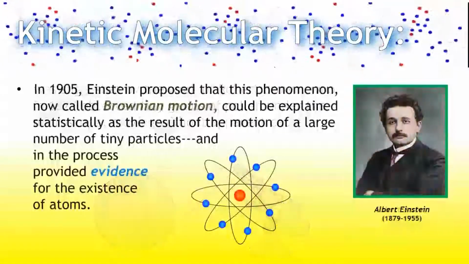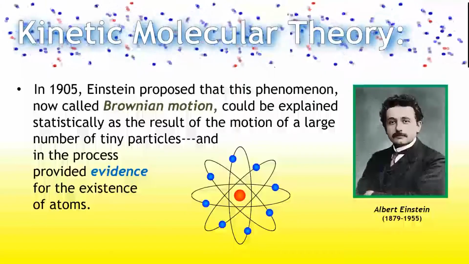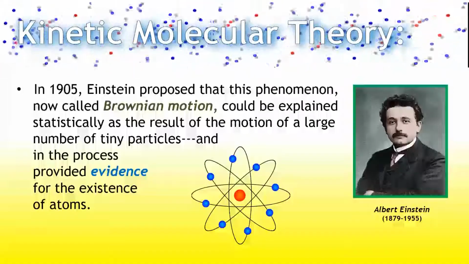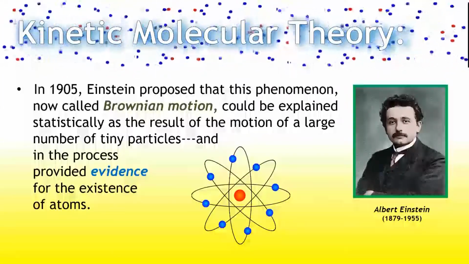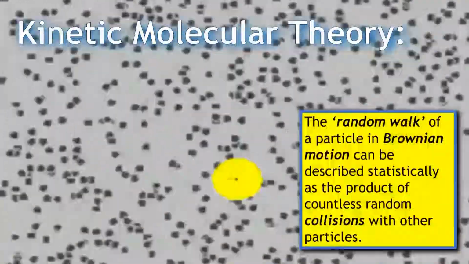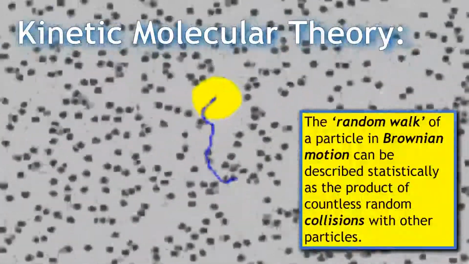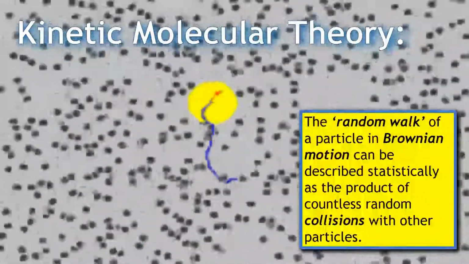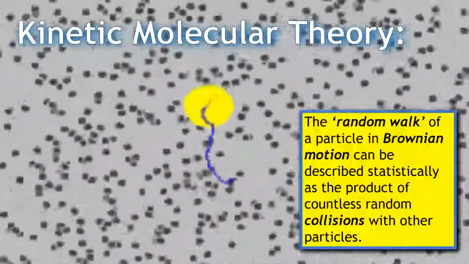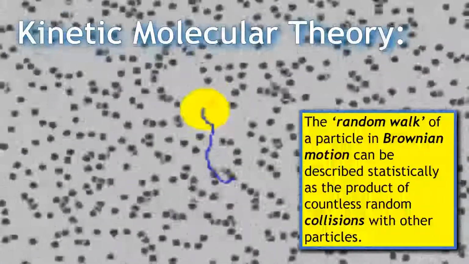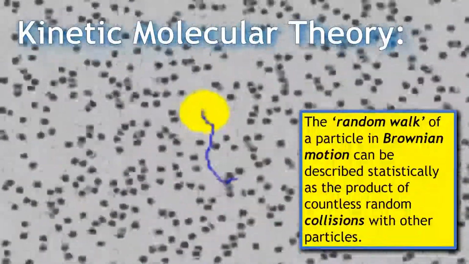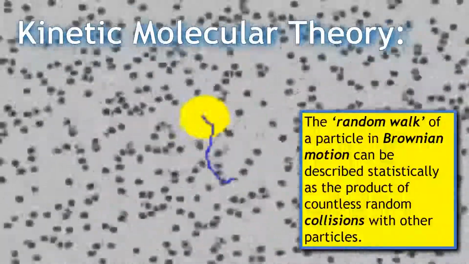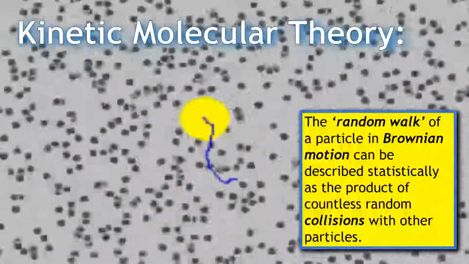In 1905, Albert Einstein proposed this phenomenon could be explained statistically as the result of a motion of a large number of tiny particles, and in the process provided evidence for the existence of atoms. This image shows a gold particle being bombarded by other things that look like little specks of sand, and it's undergoing what the mathematicians call a random walk. The random walk of a particle in Brownian motion is simply the statistical result of countless random collisions with other particles much smaller than the one being tortured over and over again in this animation.